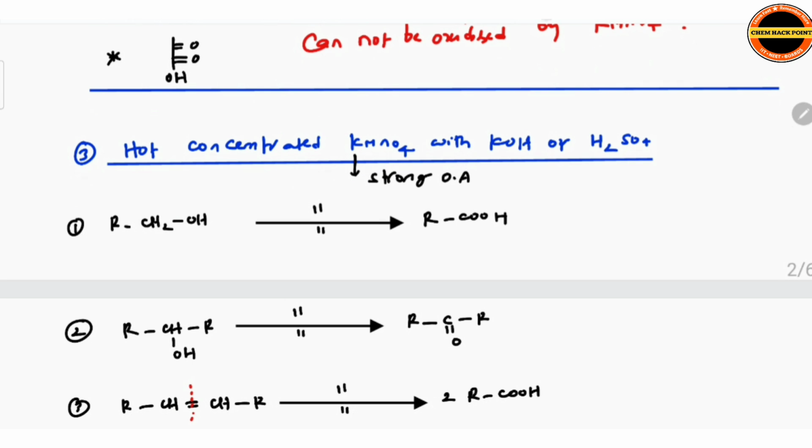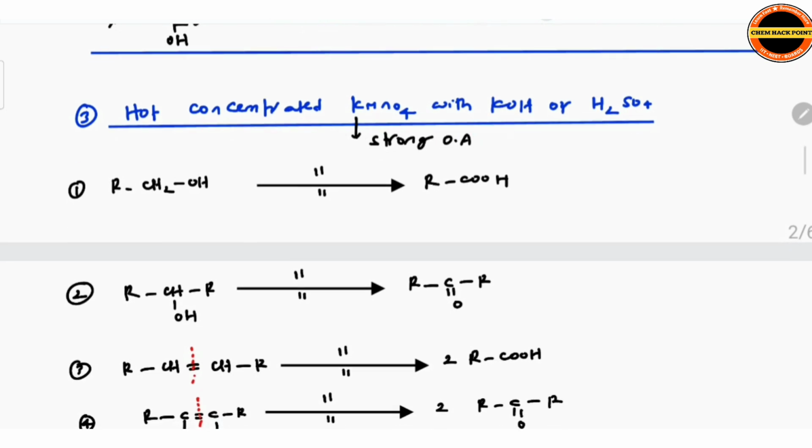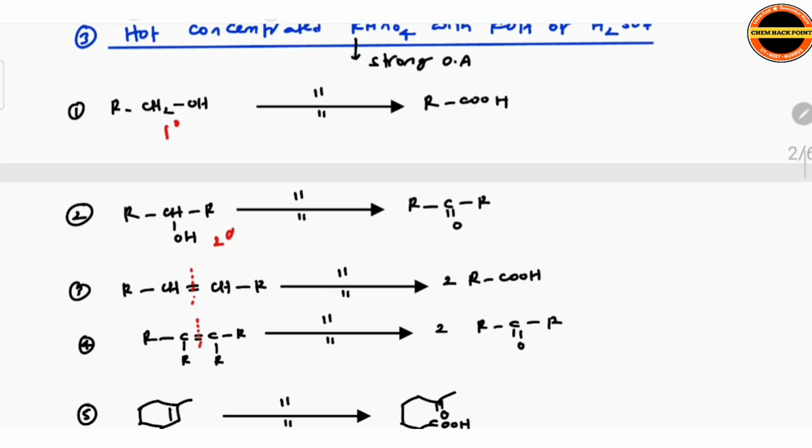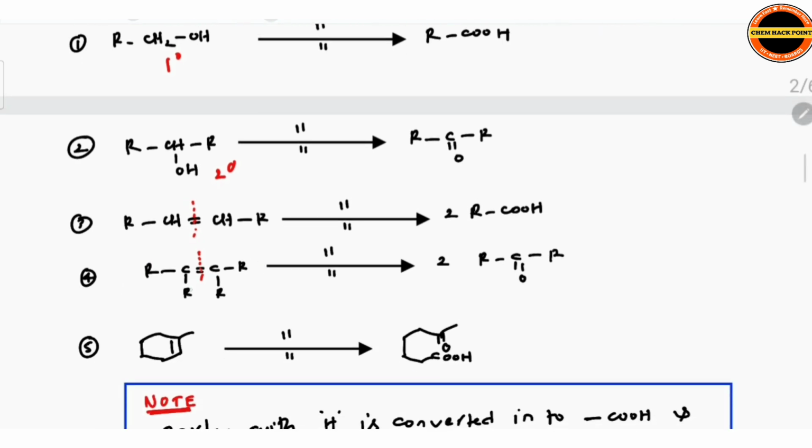You see here, hot concentrated KMnO4 with KOH or H2SO4 is a strong oxidizing agent. So primary alcohol, what does it give? Carboxylic acid. Secondary alcohol gives ketone. Like alkenes here, you will get carboxylic acid. Even one more alkene, a substituted alkene, here what will you get? Ketone. If there is an R group here, then you will get ketone. If there is hydrogen, you will get carboxylic acid.